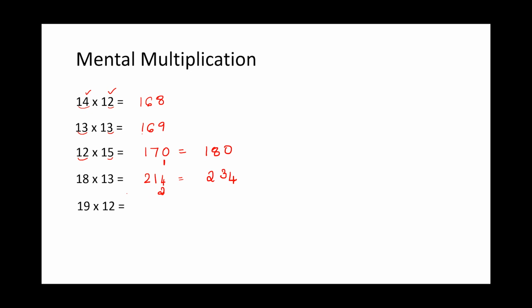Next one, 19 into 12. 19 plus 2 is 21 and 9 twos are 18. So, adding the carry forward, you get the answer as 228. 17 into 14, 17 plus 4, 21. 4 sevens are 28. So, you get the final answer as 238. Wasn't it interesting to do all these multiplications mentally?